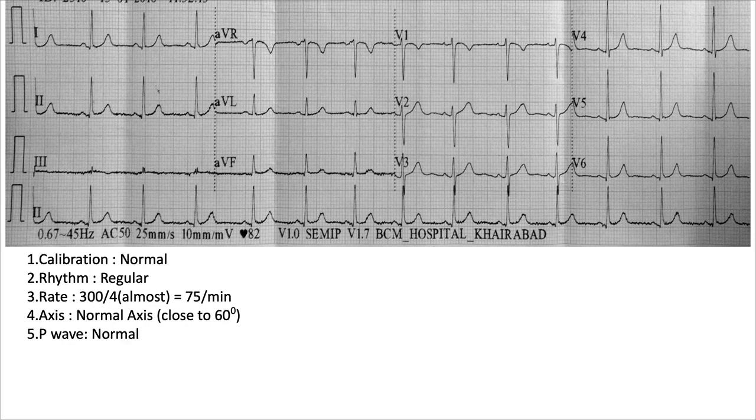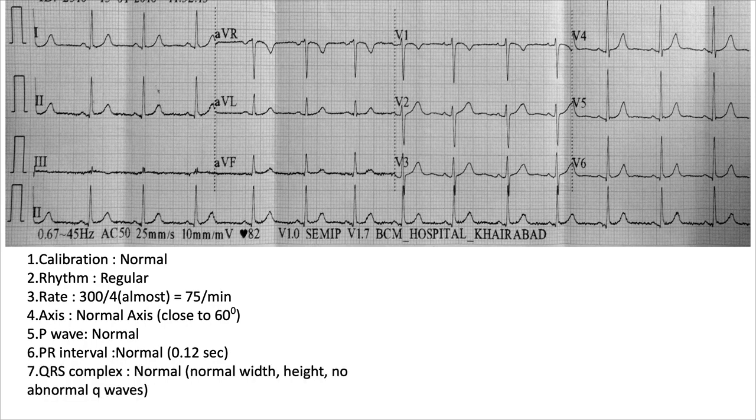The P wave is normal in morphology, and it looks the same all throughout. The PR interval is again normal, 0.12 seconds. The QRS complex, yes, it looks normal. There's a normal width if you calculate it. The height is normal, and there are no abnormal Q waves. The progression of the R waves is normal. You see the transition taking place at V3.